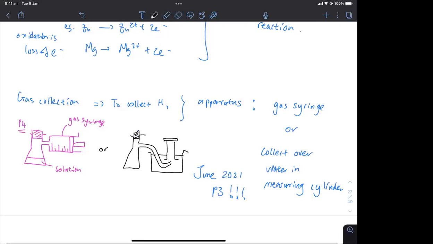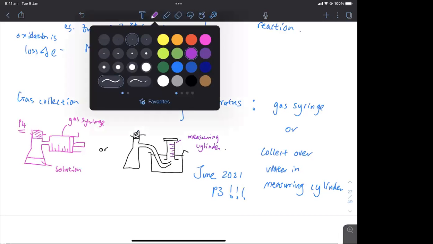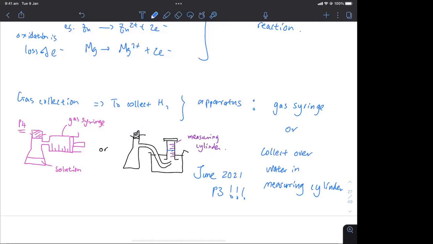As the gas gets produced, the water will get displaced. This is your measuring cylinder, and you can collect the volume of gas inside there. If the volume of water comes down, from there to there, you are reading upside down. This is the volume of gas that is being collected. Hopefully that makes sense. Of course, you need to have your solution mixture there. So that is gas collection apparatus.